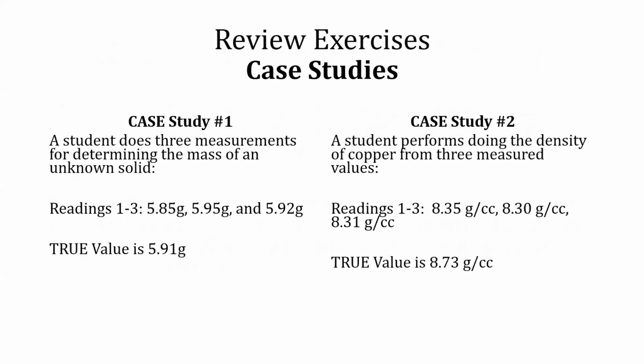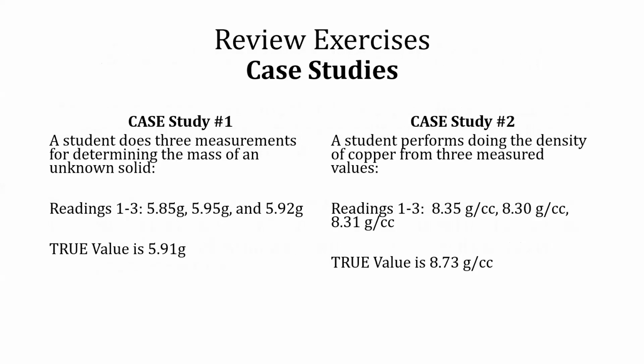Here is a review exercise for you to work on. Case study 1: a student does 3 measurements for determining the mass of an unknown solid. Readings 1 to 3 are 5.85 g, 5.95 g, and 5.92 g. True value is 5.91 g.